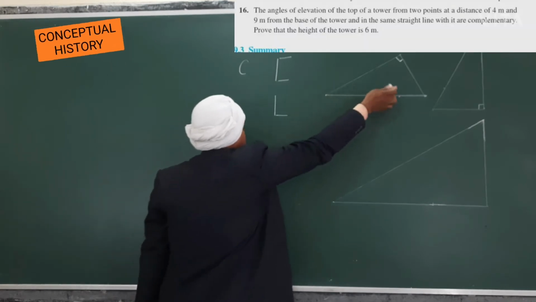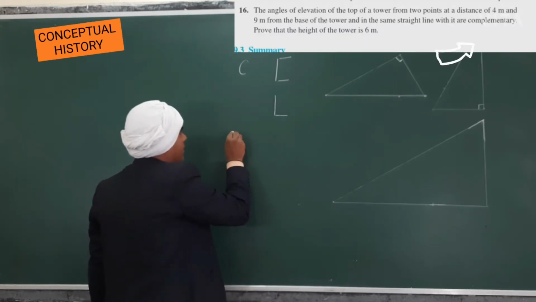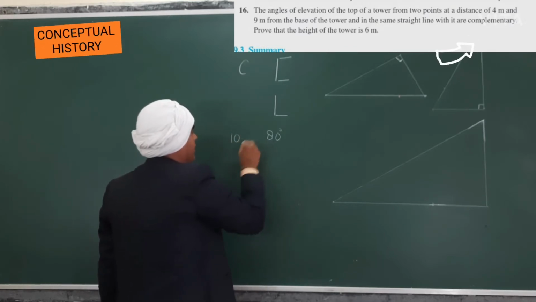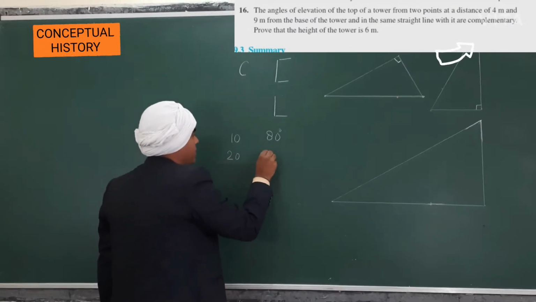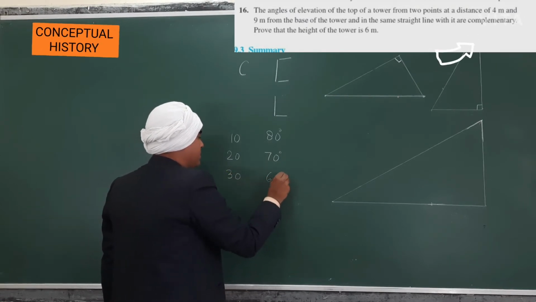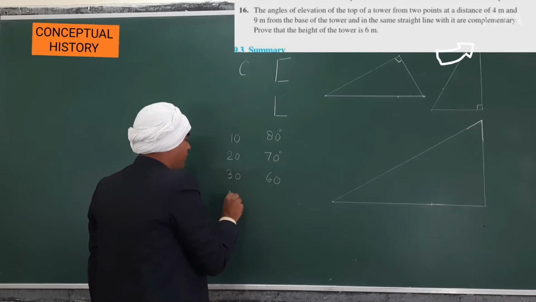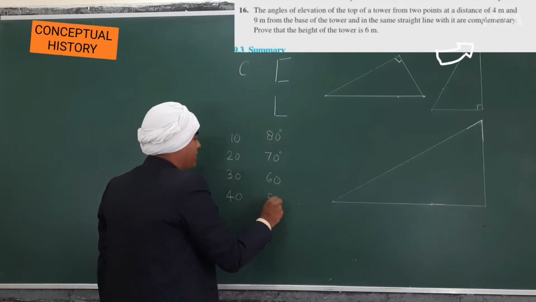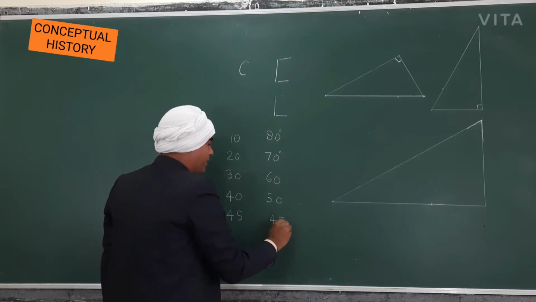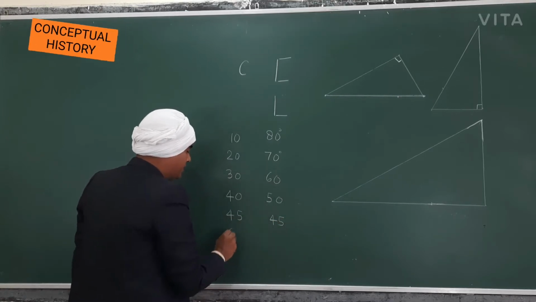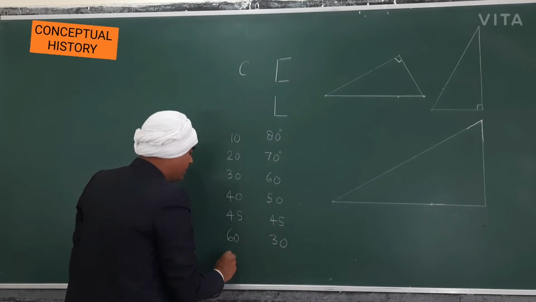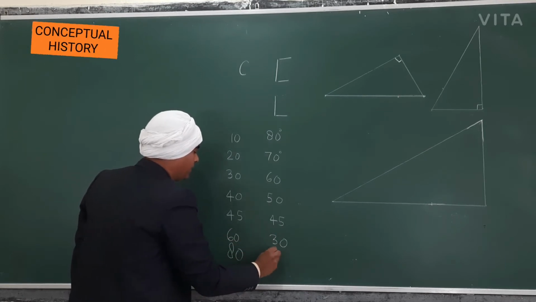So these two angles are complementary, means if this is 10 degree, another will be 80 degree. If this is 20, this will be 70. This is 30, this will be 60. If this is 40, this will be 50. If this is 45, another one will be 45. If this is 60, that will be 30. If this is 80 degree, that will be 10 degree, like that.